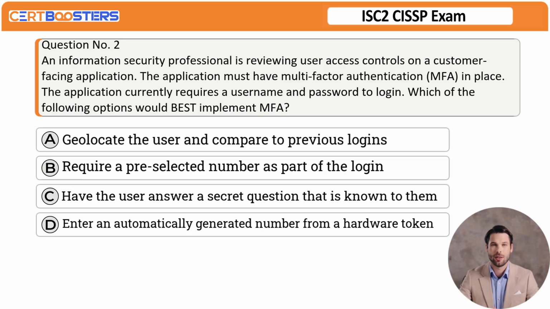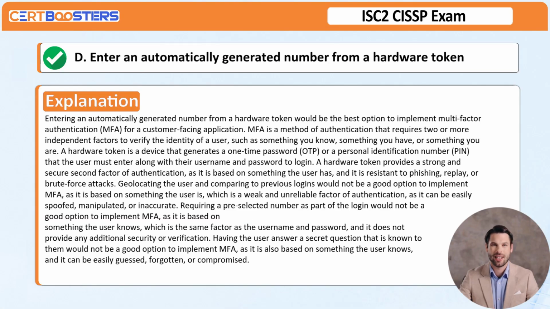A. Geolocate the user and compare to previous logins. B. Require a pre-selected number as part of the login. C. Have the user answer a secret question that is known to them. D. Enter an automatically generated number from a hardware token. Answer: D. Enter an automatically generated number from a hardware token.